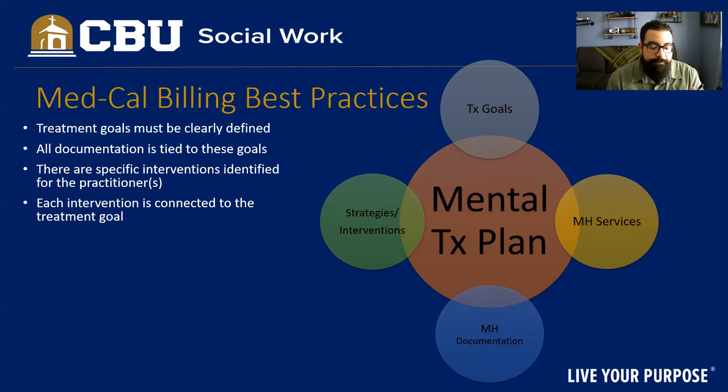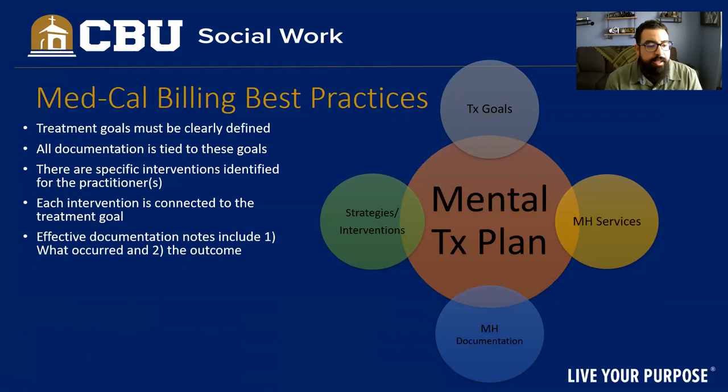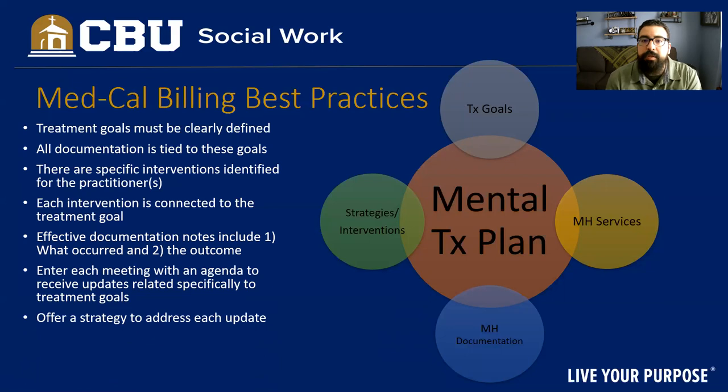So if your parent partner, right, is only going to be working with mom on parenting strategies, all right, then you don't need to write that the behavioral specialist is doing it also, right? If there's only one person providing that strategy, that one role should be listed there, okay? No more, no less. Each intervention is connected to the treatment goal. Everything's got to be connected, like I said. And effective documentation includes what occurred and the outcome. Don't worry, I'm going to give you examples of all of this in a second.